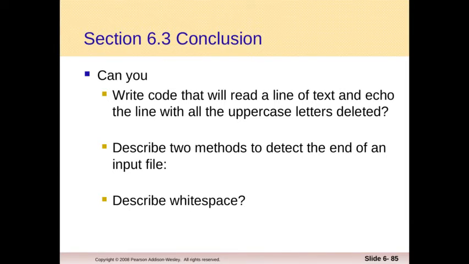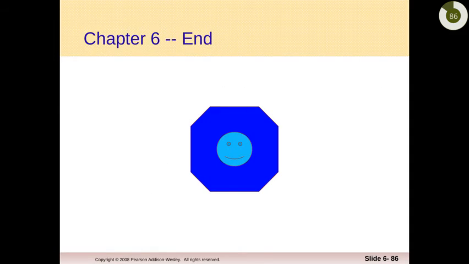And who of you can describe white space? Well, that should be easy. Anything that's not a character. Or an integer. Space, tabs, new lines, yes, right. Okay, and that concludes this chapter. And we only have 4 minutes left, so I'm not going to start another chapter.